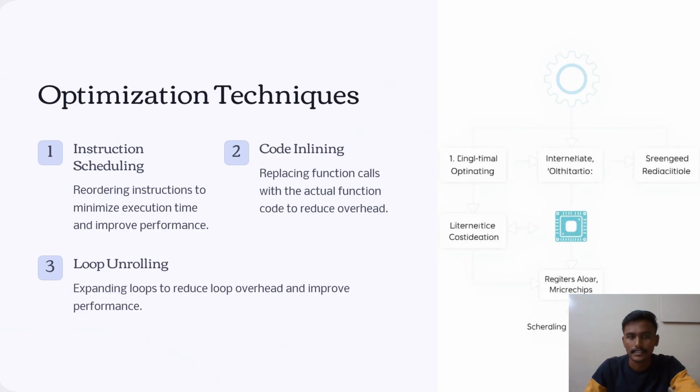Optimization techniques. Instruction scheduling, code inlining, loop unrolling. Instruction scheduling, reordering instructions to minimize execution time and improve performance. Code inlining, replacing function calls with the actual function code to reduce overhead. Loop unrolling, expanding loops to reduce loop overhead and improve performance.